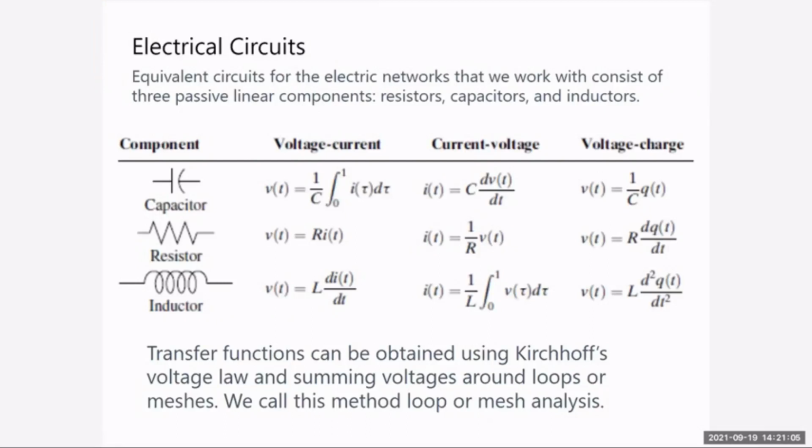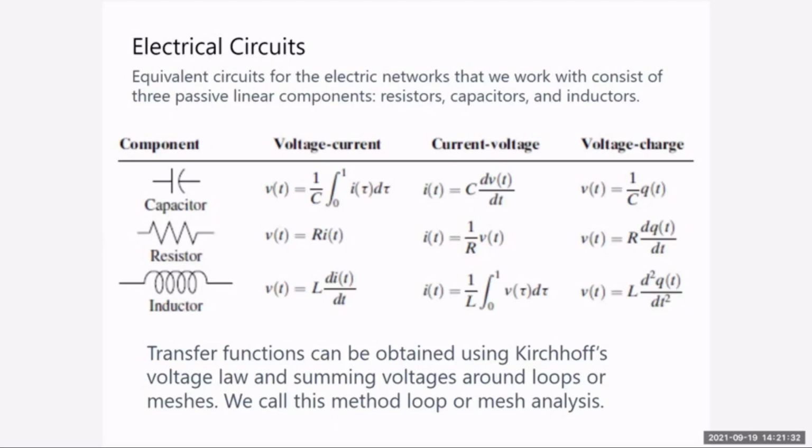So here we have the electrical circuit. It looks difficult, but we'll take that into consideration. We have three different components, the basic RLC. These are our three passive linear components. Please do take note that the three passive components are the RLC: the resistor, inductor, and capacitor.